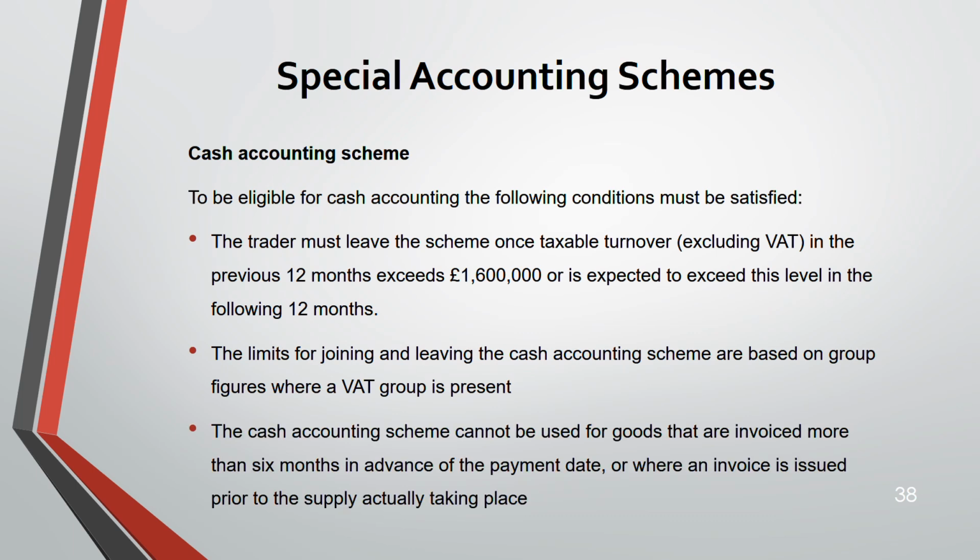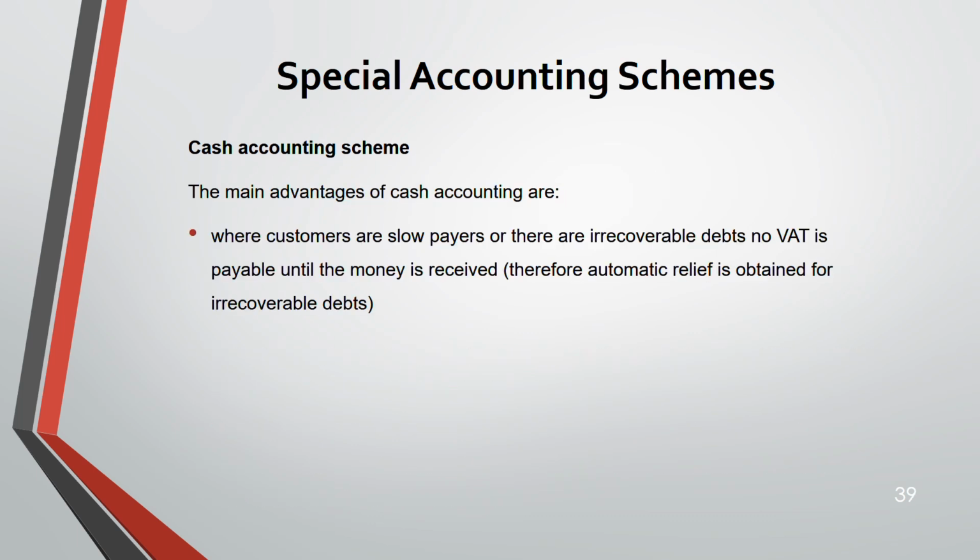Next condition. Cash accounting scheme cannot be used for goods that are invoiced more than 6 months in advance of the payment date or when an invoice is issued prior to the supply actually taking place. You can't use cash accounting scheme. Main advantages. Remember, know the advantages and disadvantages of all the three schemes. This will help you to write. Okay.